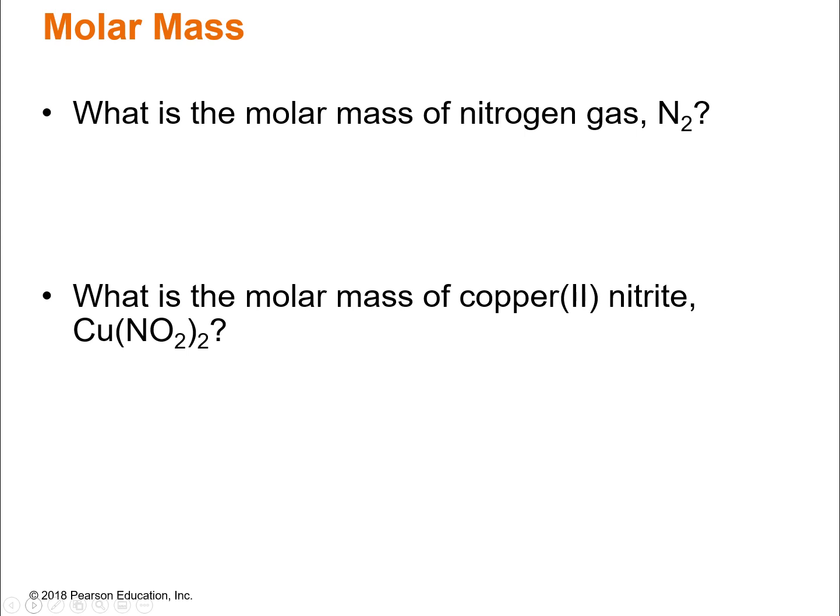Most of the substances that we're going to run into are going to have more than one element involved. For that, all you have to do is add together the atomic mass for each of the elements you see in the compound. You'll always need your periodic table.